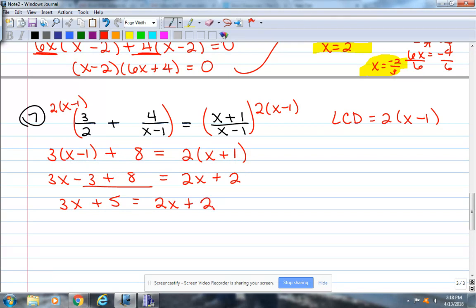Then what? Subtract the 2x from both sides. What's 3x minus 2x? That's just 1x. So x plus 5 equals 2. Subtract 5 and x equals negative 3. That one was nice and easy because you didn't have to factor.